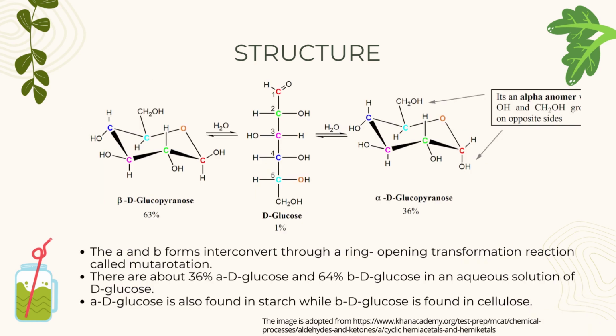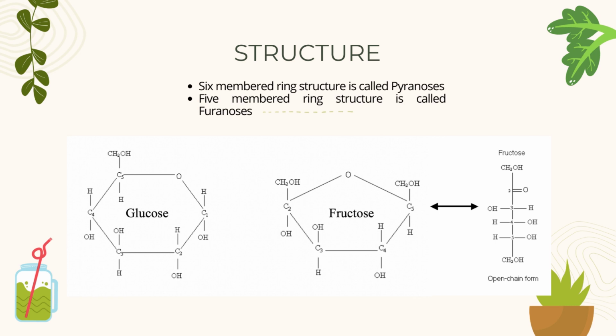The alpha and beta forms interconvert through a ring-opening transformation reaction called mutarotation. There are about 36% alpha D-glucose and 64% beta D-glucose in an aqueous solution of D-glucose. The ring structure can be found as a 6-membered ring structure, which is called pyranose, such as glucose, and a 5-membered ring structure, which is called furanose, such as fructose.